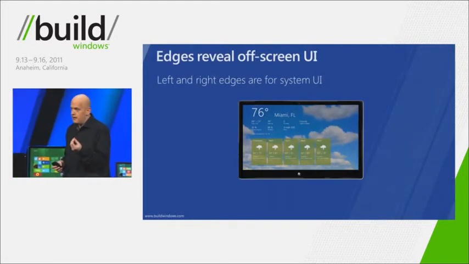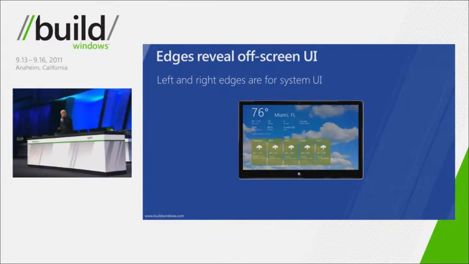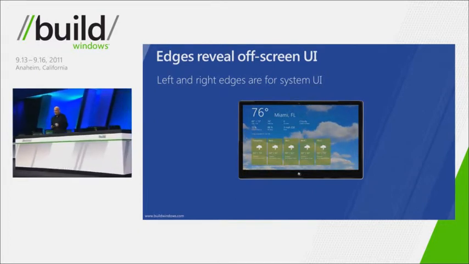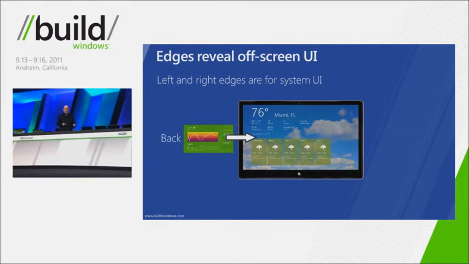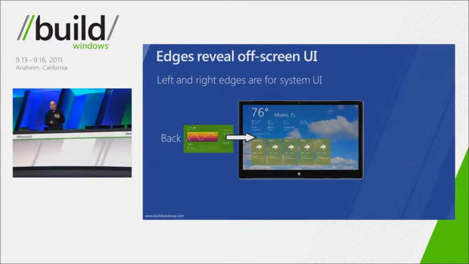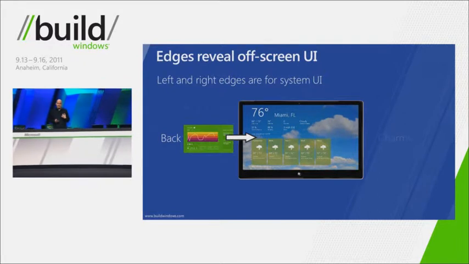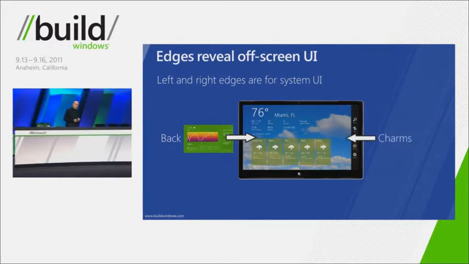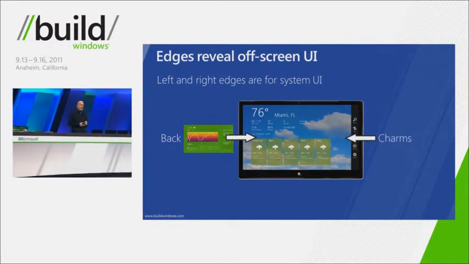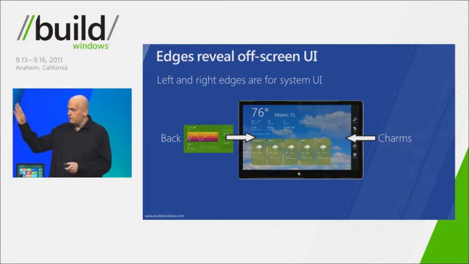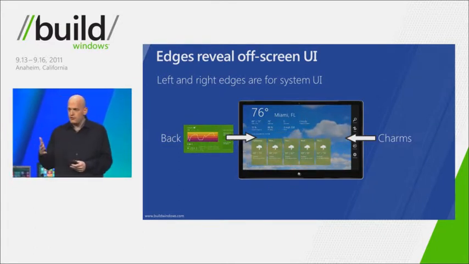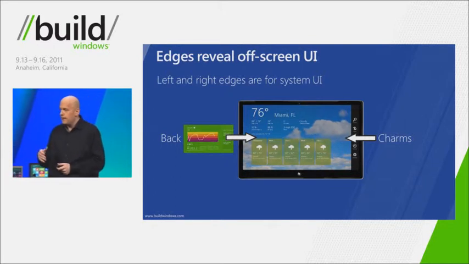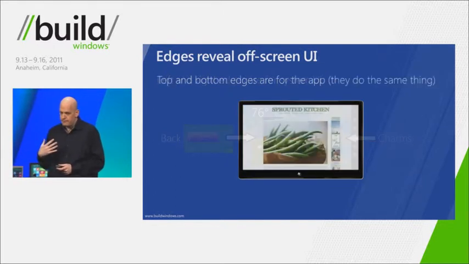this is how to think about how the system works. This is to sort of fix the anatomy in your head. The left and the right edges are for system UI. The left edge is for back. We're going back to your previous apps. And the right edge is for charms. Charms is the name of the 5 icons on the right side. Those are all called charms. So there's a start charm and a search charm and a share charm, etc. And those 2 edges are reserved by Windows.